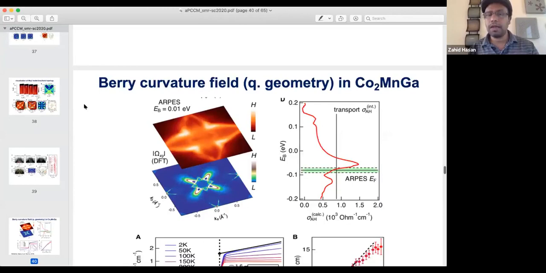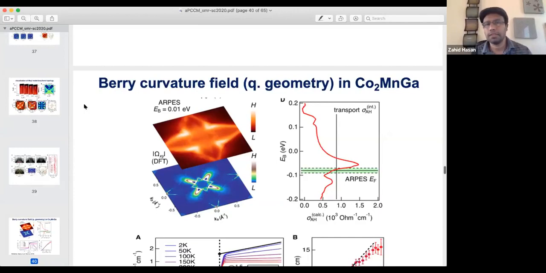But any ARPES group trying to claim that they are seeing Weyl nodes in any of these Heusler or Kagome magnets, we don't believe them. There's a Science paper that we don't believe. This cannot be true. If we have done extensive and honest analysis and data reduction and all that, there's no way to prove that there is a Weyl node in this thing with ARPES.